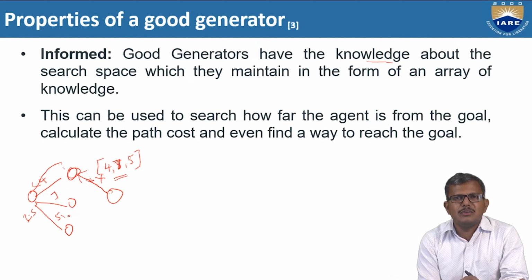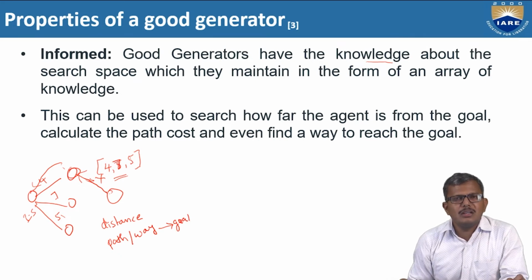We can say that this 4, 7 and 5 are also the path cost, and we need to find a way to reach the goal. Two things may happen. One is either you can go for the distance, nothing but the path cost here, or otherwise you can go for the path, or we can say a way which allows us to move towards the goal state. Then such kind of generator, we can say, is an informed generator.